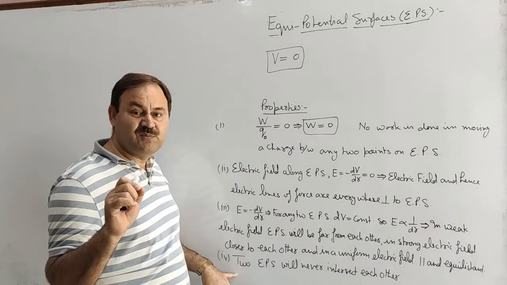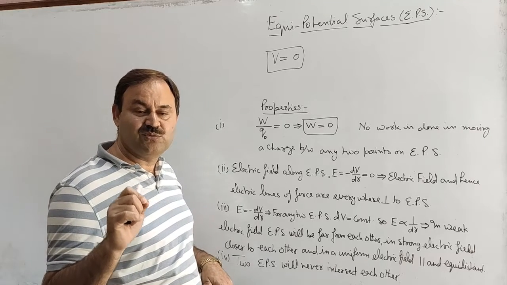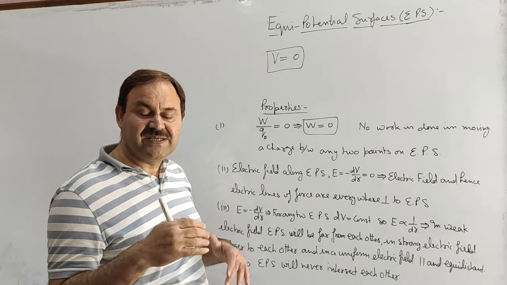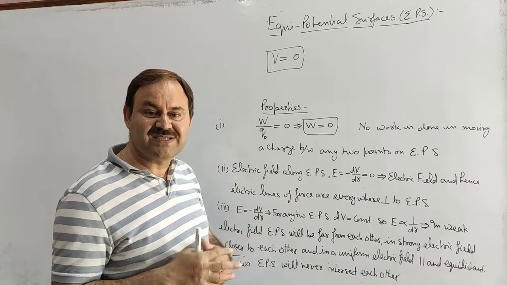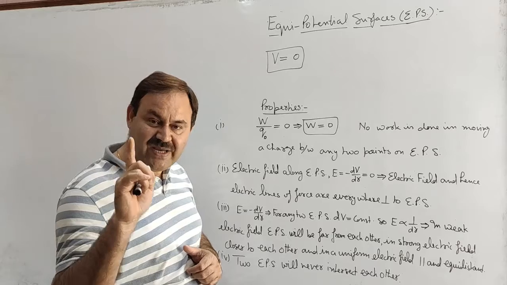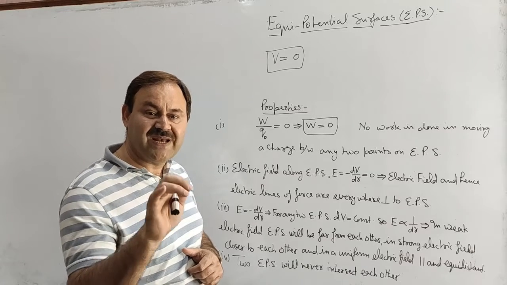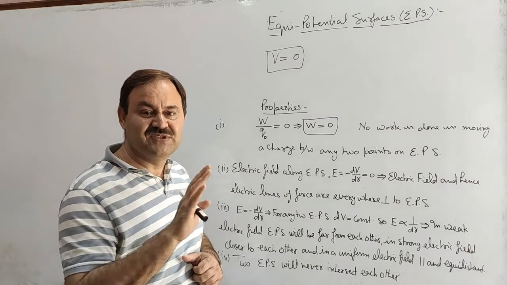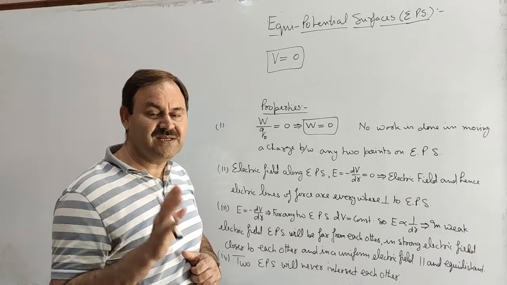Also, two equipotential surfaces will never intersect each other, because if two equipotential surfaces intersect each other, then the electric lines of force produced by them will also intersect each other, and two lines of force can never intersect each other, because if they do so, then at the point of their intersection there will be two directions of electric field, which is impossible, because a vector can have only one direction at a point.